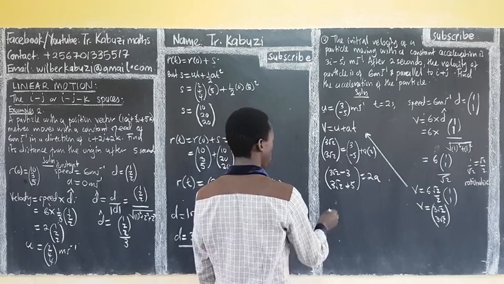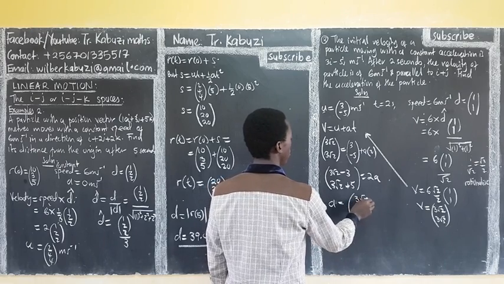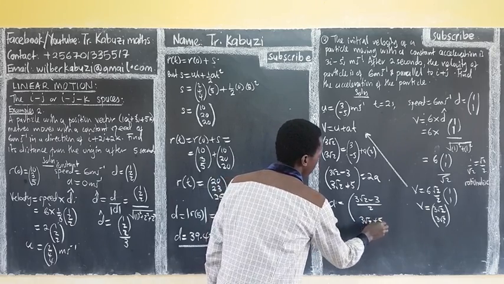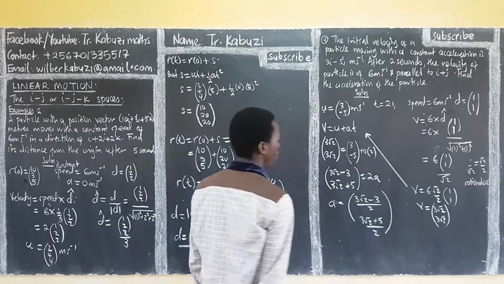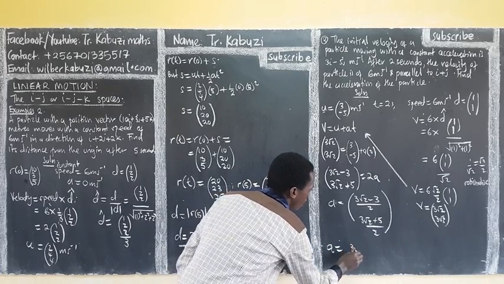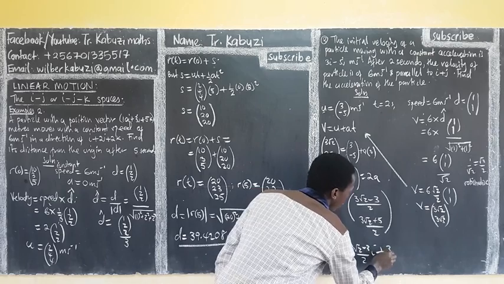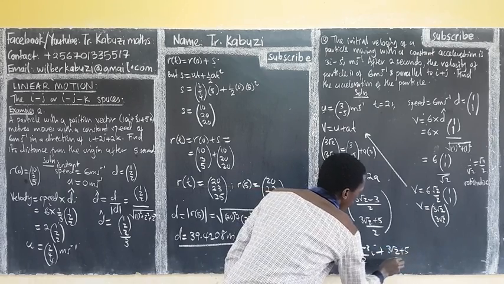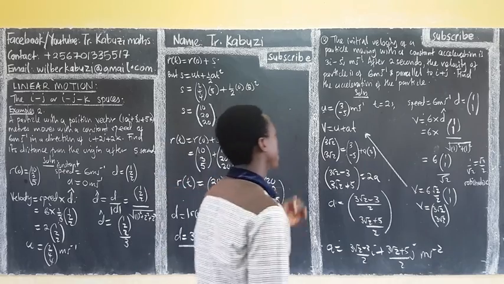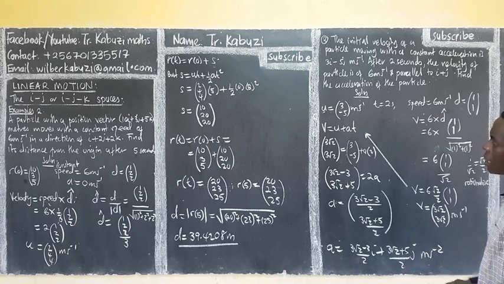We are going to have our a as (3 root 2 minus 3) over 2, then (3 root 2 plus 5) over 2. Now, you can give this as a vector, which will be (3 root 2 minus 3) over 2 i, plus (3 root 2 plus 5) over 2 j, in meters per second squared. As simple as that.